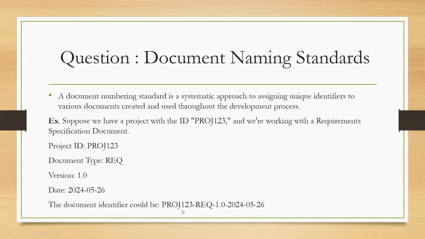Okay. So this is how the document naming standards would be, for easy access to documents. We use such document naming standards in order to know which document it is. By looking at it, I can get to know that this is a requirement specification document of version 1, on this day, for this particular project. That is how we can identify these documents through document naming standards. Okay.